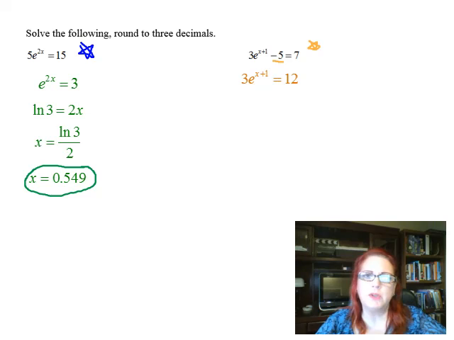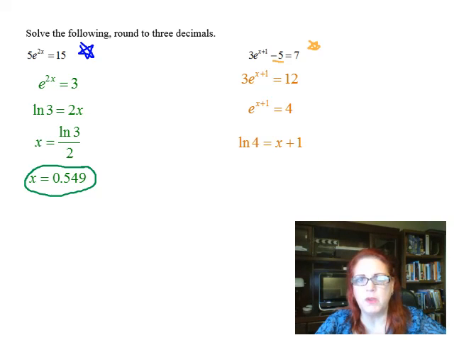That exponential expression is still not all by itself. It's being multiplied by 3. So we will divide each side by 3, and we get e raised to the x plus 1 is equal to 4. Now we're ready to write it as a logarithmic equation. So it'll be log base e of 4, or remember log base e is the natural log. So we'll have the natural log of 4 is equal to x plus 1.